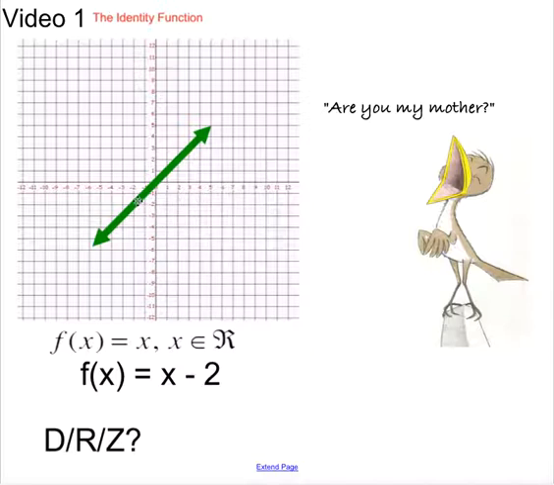So if you have x minus 2, just like the last one, we can say that that's going to be down 2. So we're going to take this graph and translate it down 2 units so that it looks like this. Now the y-intercept is (0, negative 2).